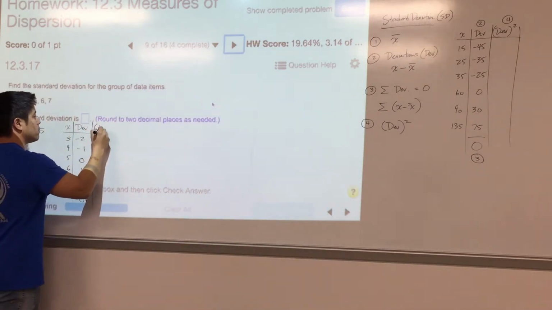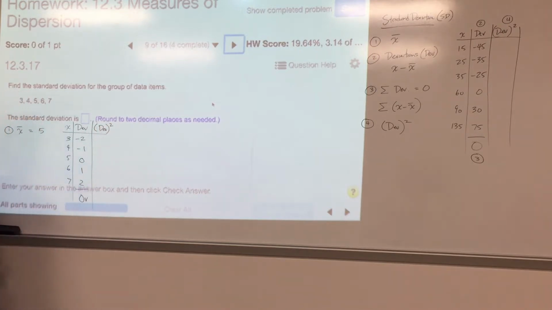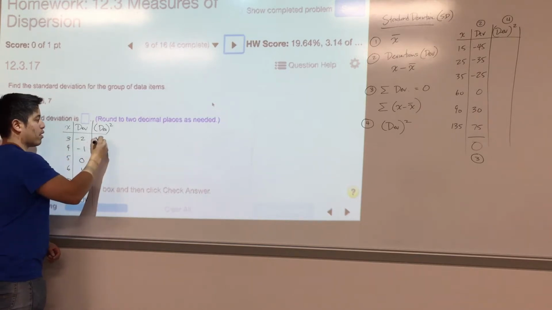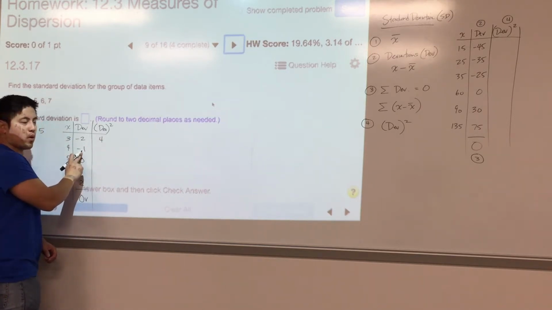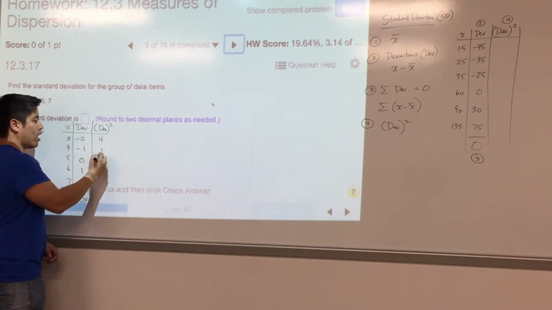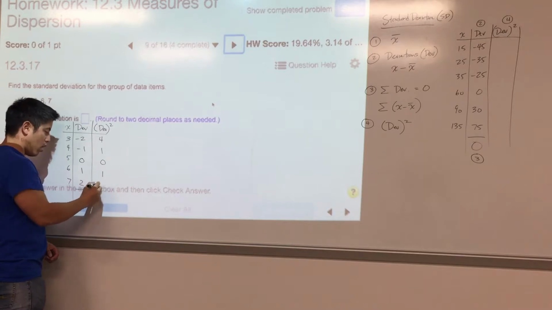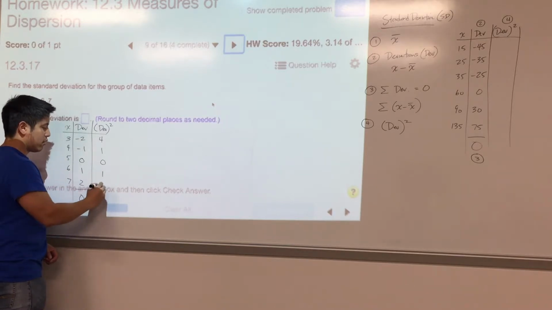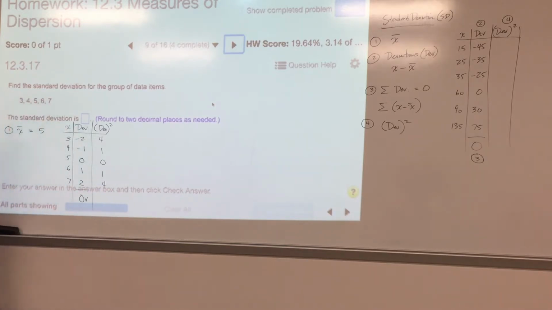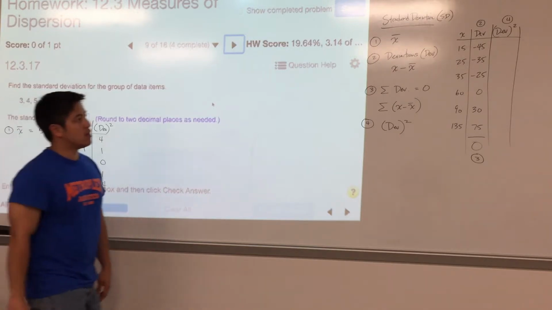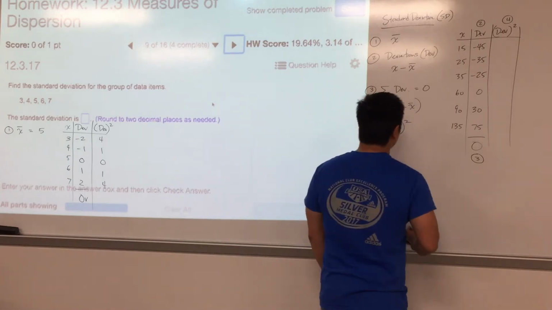Let's take a look here. So deviations squared. Well, let's go do it. Negative 2 squared is positive 4. Negative 1 squared. Negative 1 times negative 1, positive 1. 0 squared, 0. 1 squared, 1. 2 squared, 4. And there we're done with that step. You with me so far? We good? Okay. Now, next step.